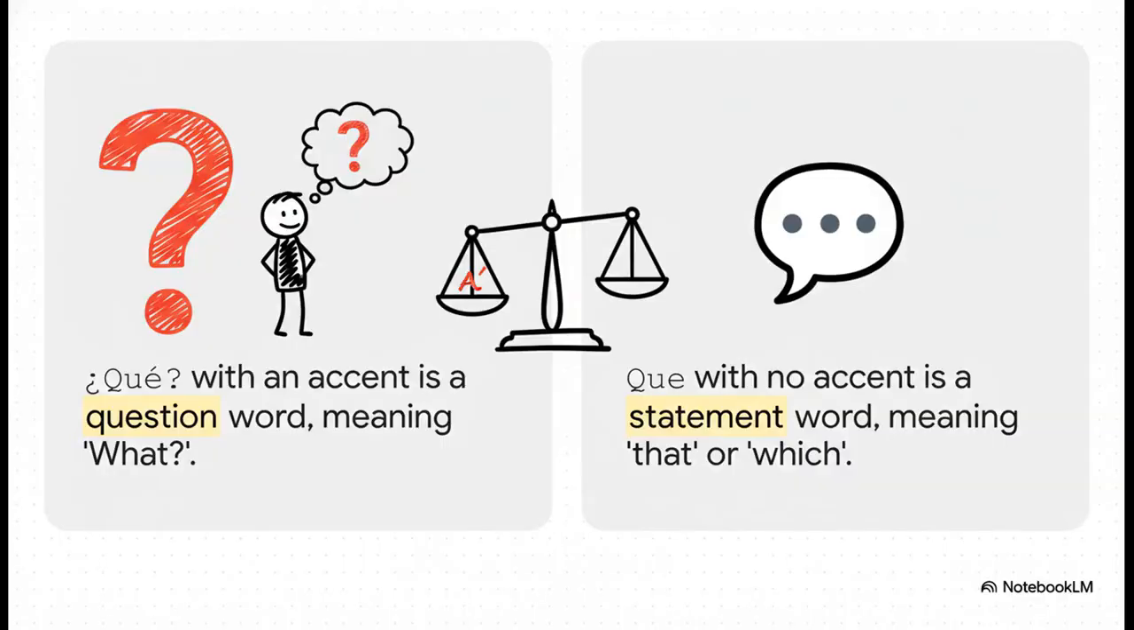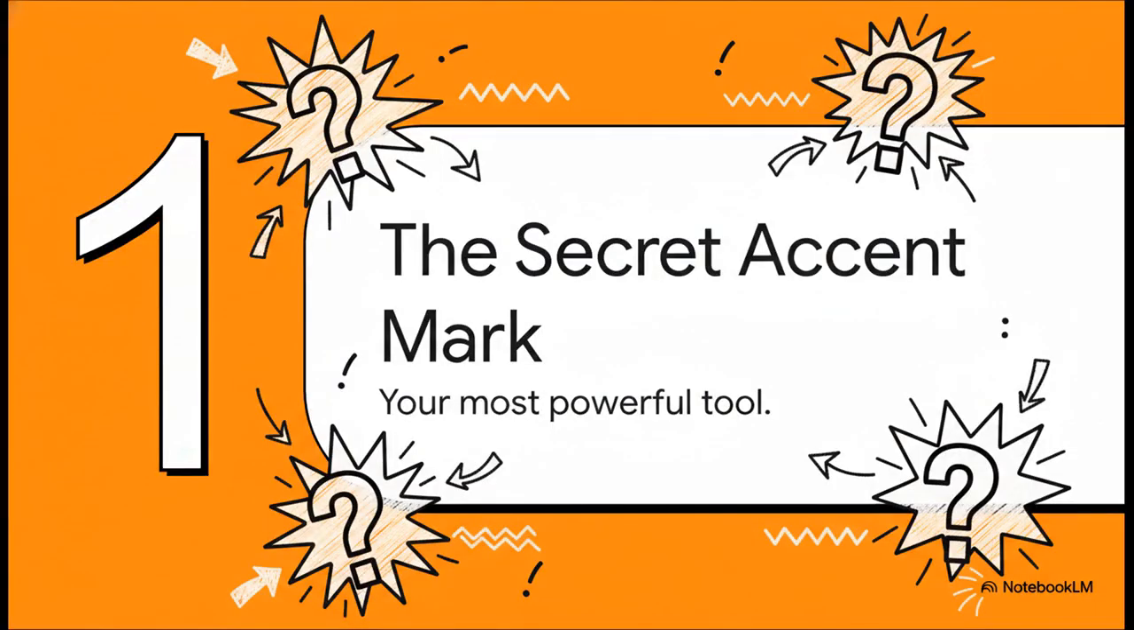And here's a perfect example of what I'm talking about. Look at the left, qué, with the accent. That means what. It's asking a question. Now look at the right, que, no accent. Same letters, totally different job. That means that, or which. That little accent mark changes everything. It's the whole game. So there you have it. We've just unlocked our first and, honestly, our most powerful tool, the secret accent mark. Just remember that, and you'll always know when a question is coming.